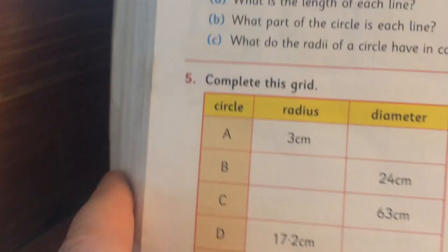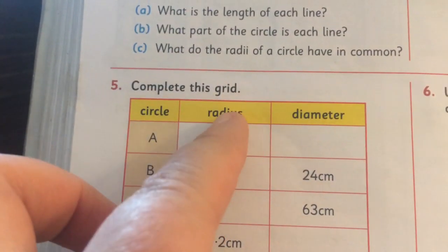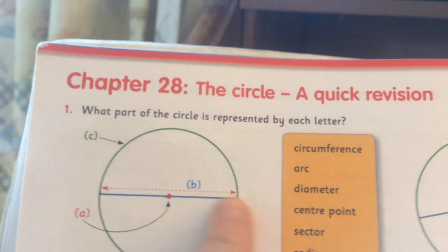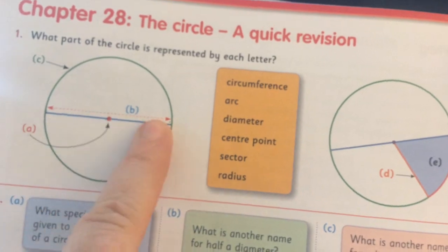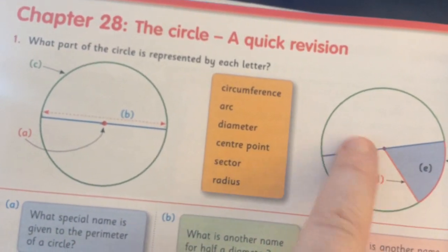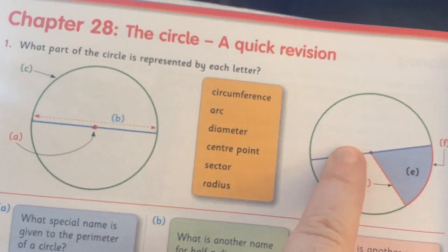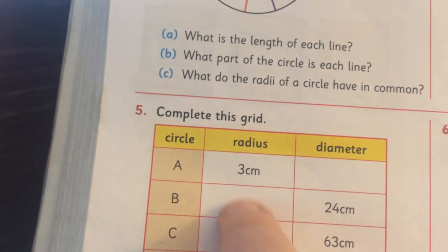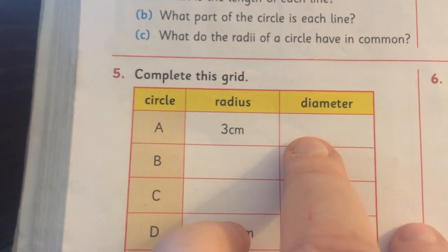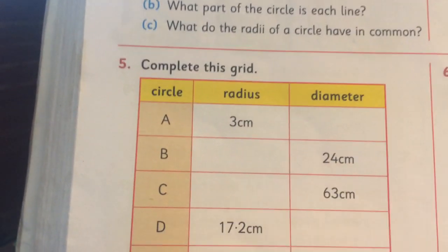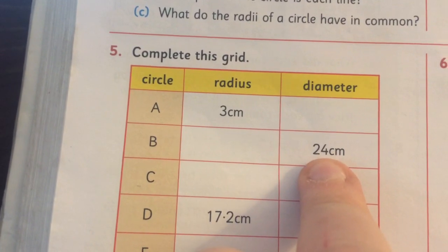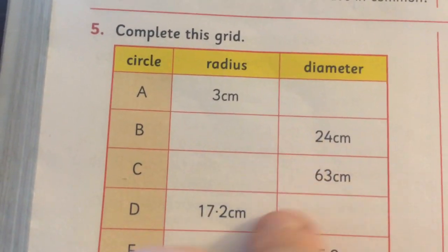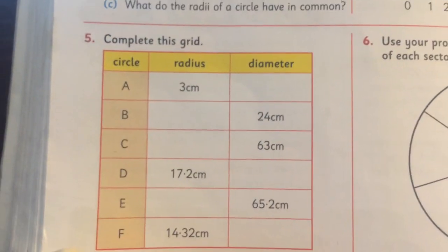So question 5. This is showing the relationship between radius and diameter. If you haven't already worked it out, the diameter is double the radius. Or another way of saying it is the radius is half the diameter. So if you have the radius of a circle, it's possible to find out the diameter. If the radius is 3, the diameter would be double that, which is 6 centimetres. If the diameter is 24, the radius is half of that, which is 12 centimetres. So you can work out the rest of that table easily.